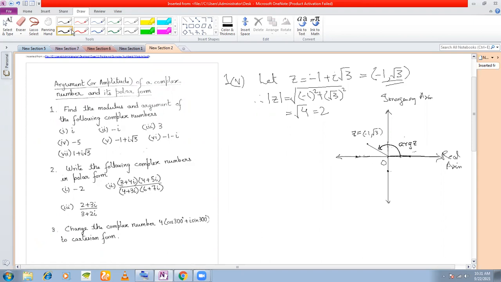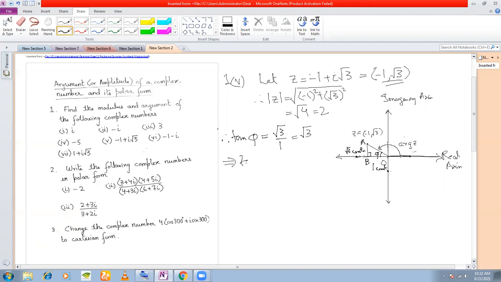Now how do you find the argument? You drop a perpendicular from this point. Let us call this angle phi. Now this is a right angle triangle. If I call this point A and this point B, OB is 1 unit, and this is root 3 units, right? So what should be tan phi? Tan phi will be root 3 by 1, which is equal to root 3.